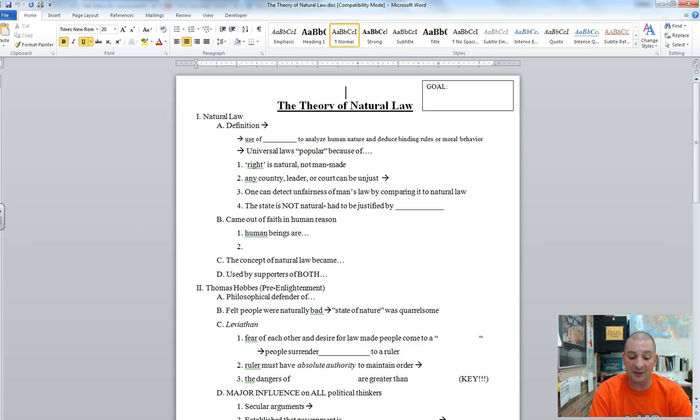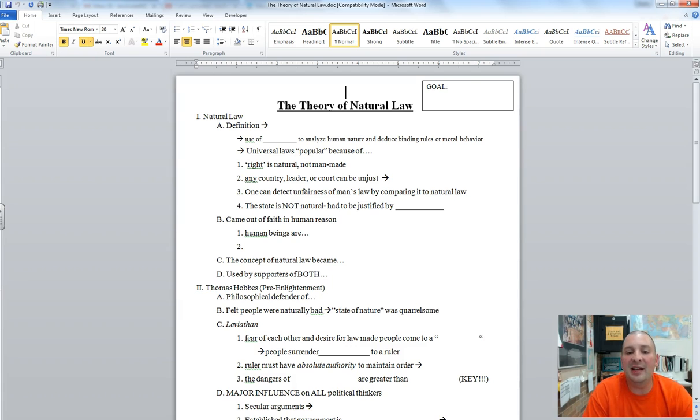So let's start with the definition. Natural law is a universal law that distinguishes right from wrong. It's a universal law that distinguishes right from wrong. So that's a very big idea. Now, natural law uses reason to analyze human nature and deduce binding rules of moral behavior. So it's using reason to find rules to run society.